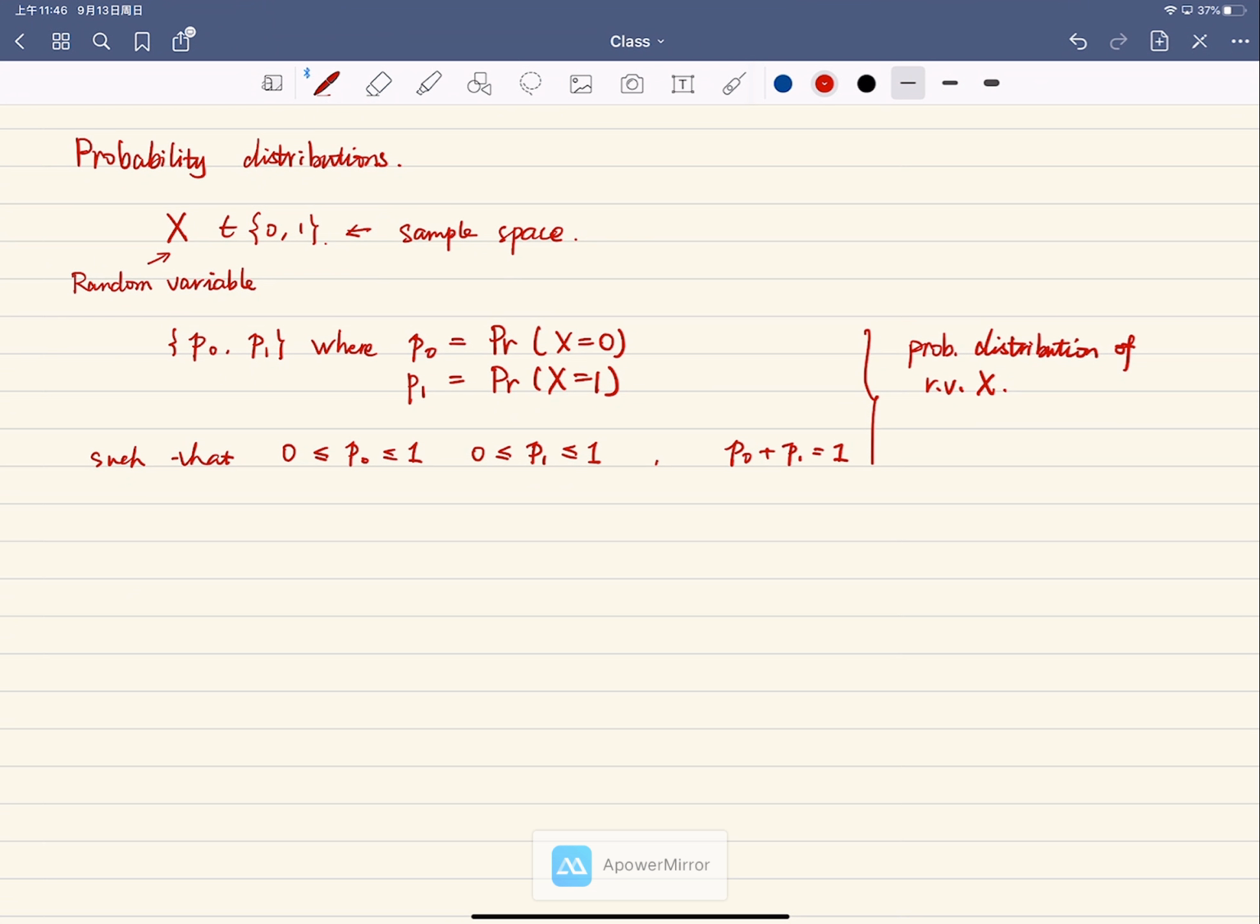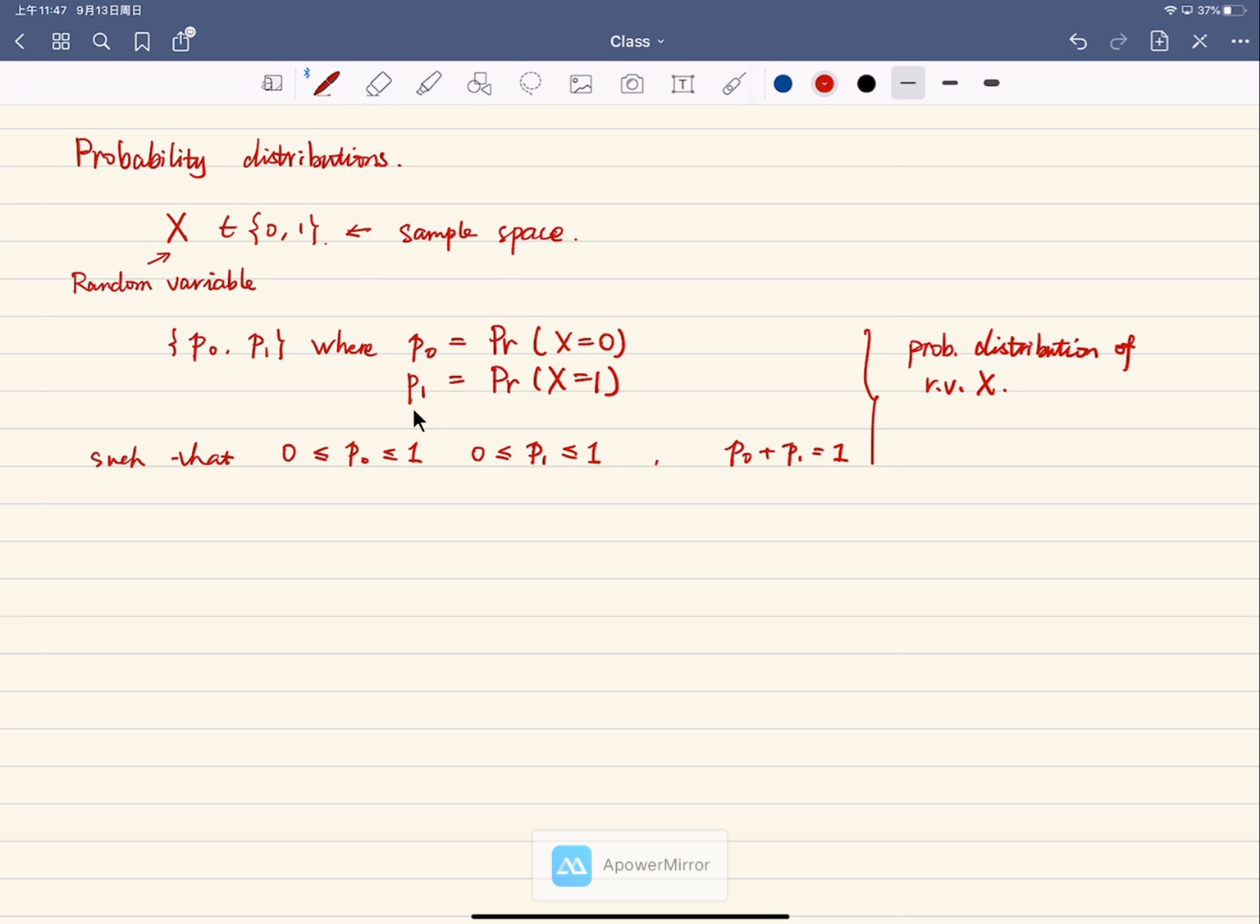So we're talking about probability distributions. Let's think of a simplest example. This random variable x can take two values, either 0 or 1. So this set 0 and 1 is the sample space of this random variable. And the probability distribution of this random variable x is simply the probability of x equal to 0 and the probability of x equal to 1.